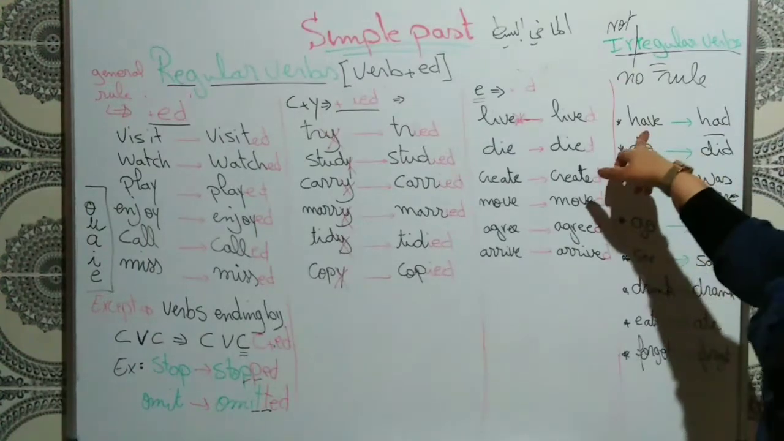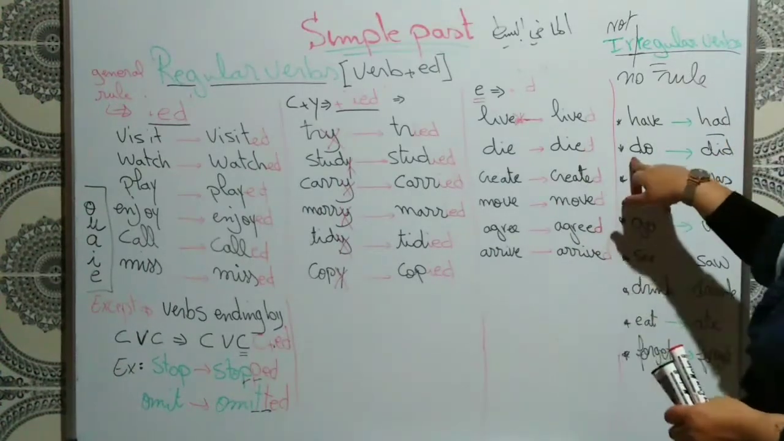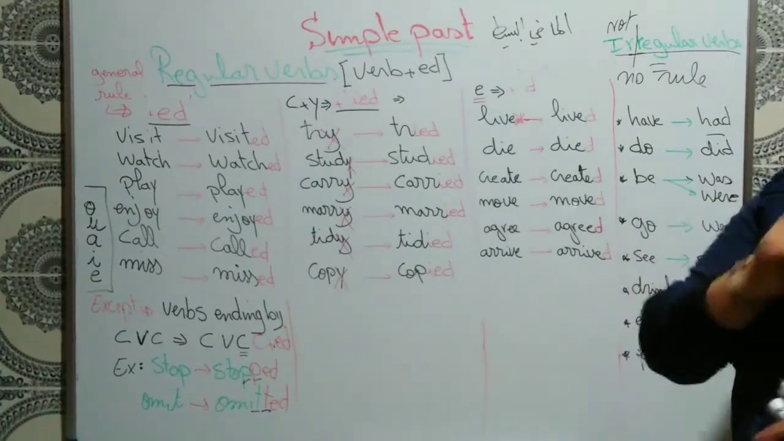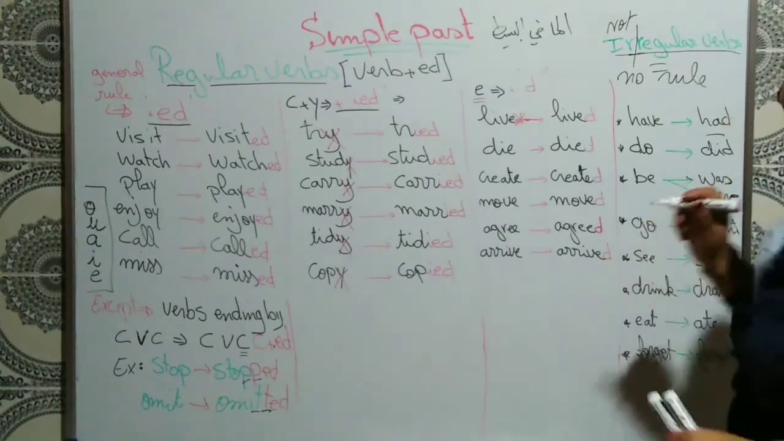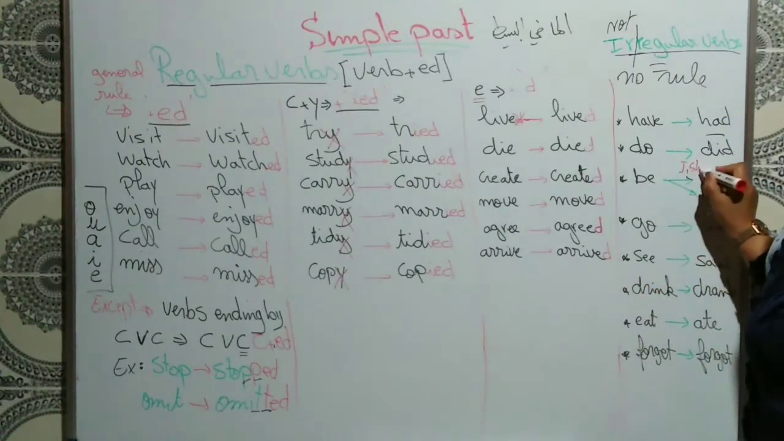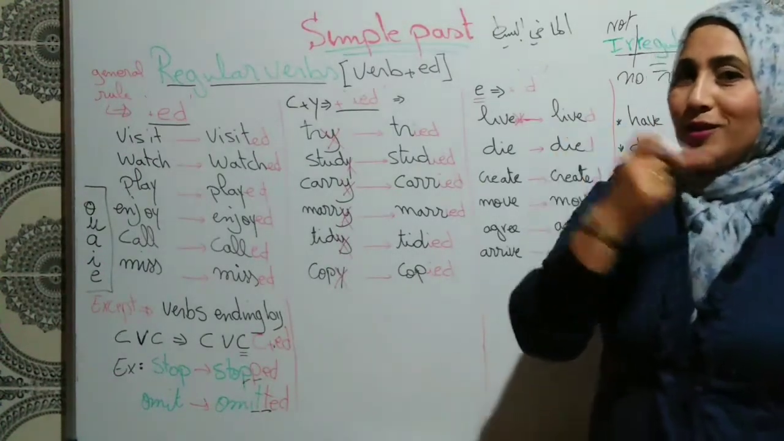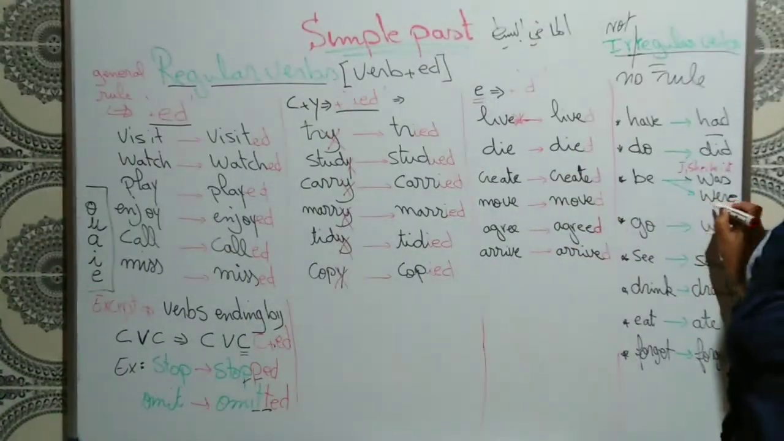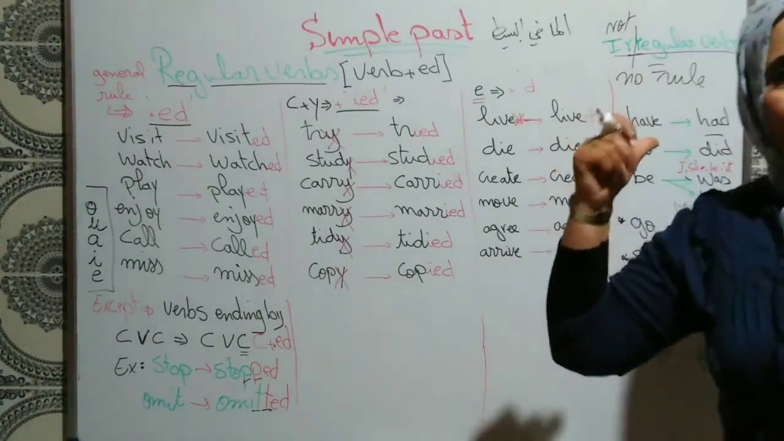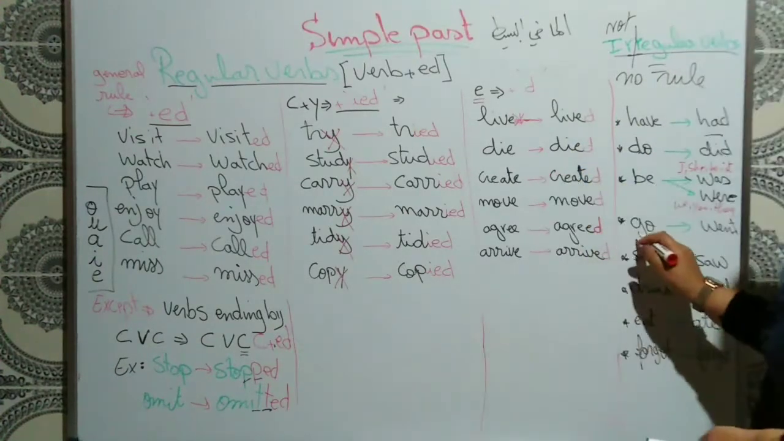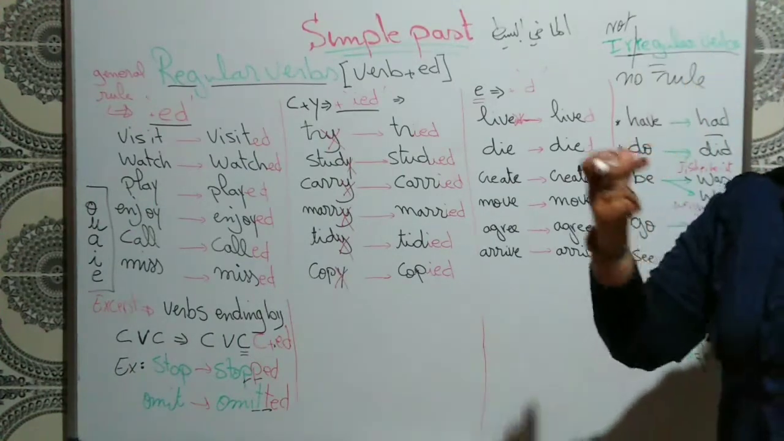So here we have, as an example, have, which is had in past simple. We have do becomes did in past simple. We have be, it becomes was or were. It was for the pronouns I, she, he, and it. Say I was, she was, he was, it was. And for we, you, and they, we use were. They were in the park yesterday. Here we have go becomes went, I went. Okay. See, saw, I saw.